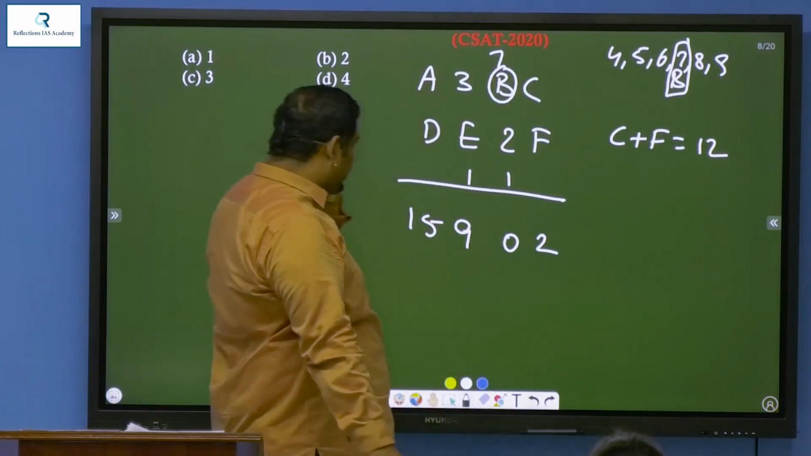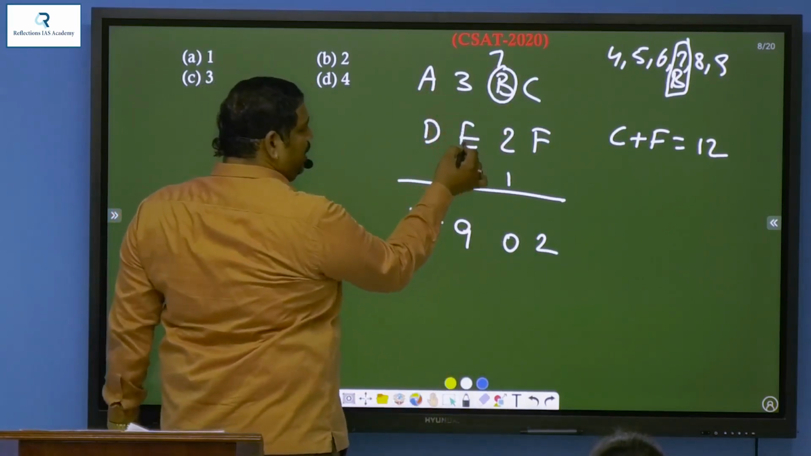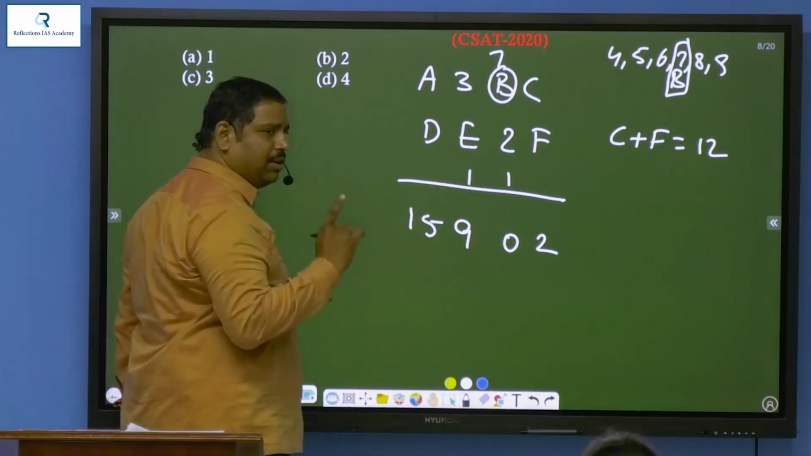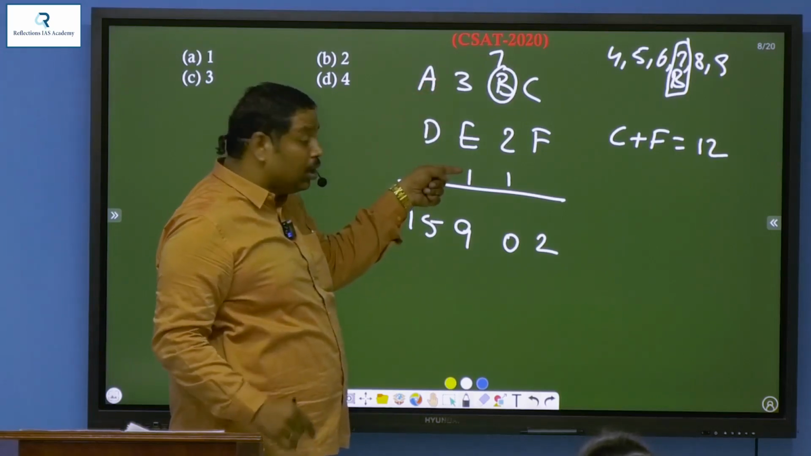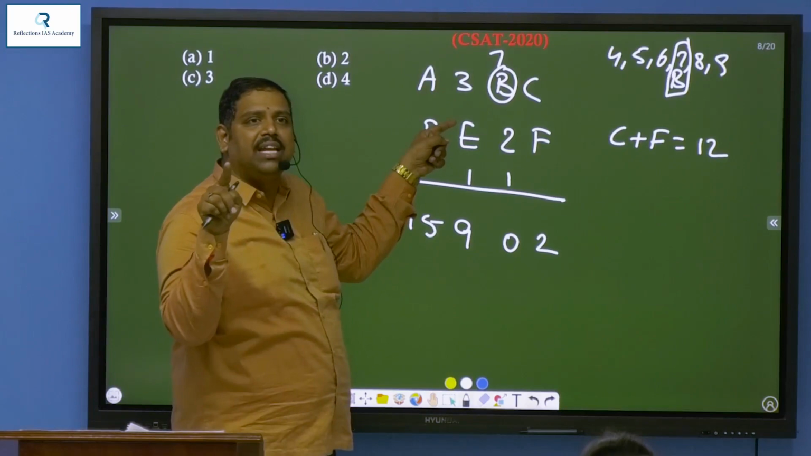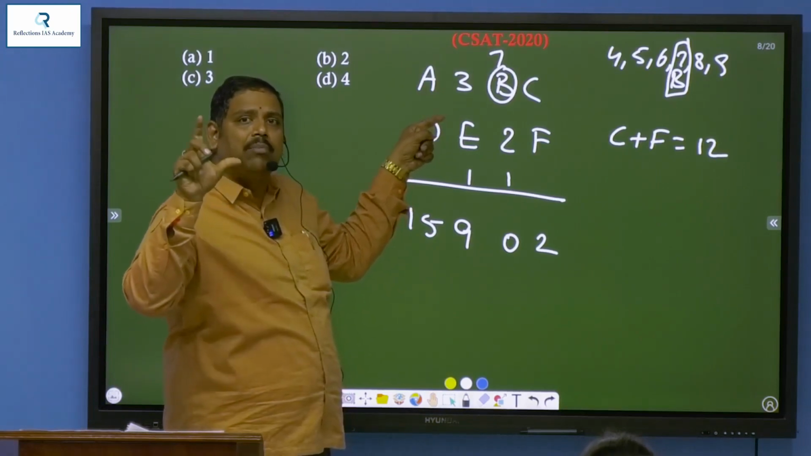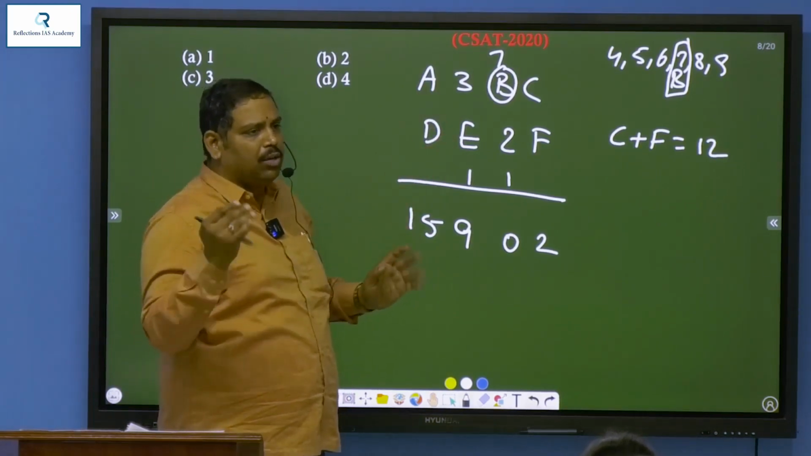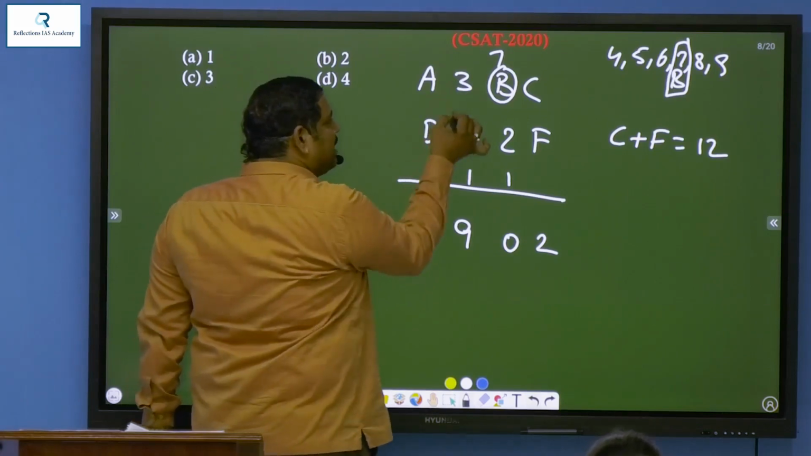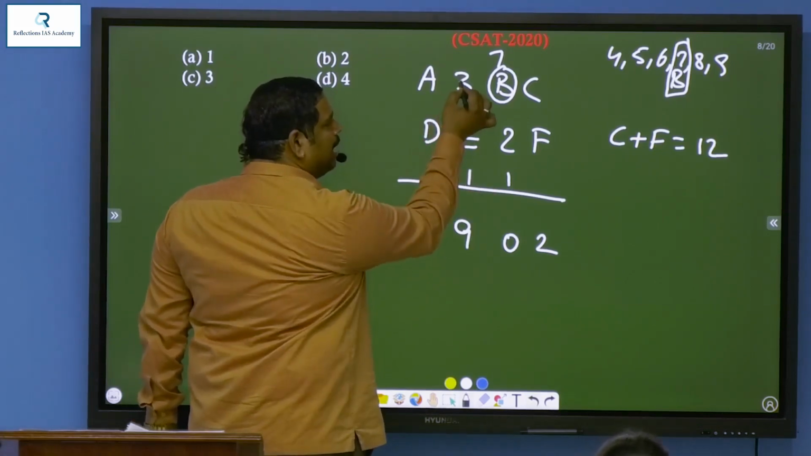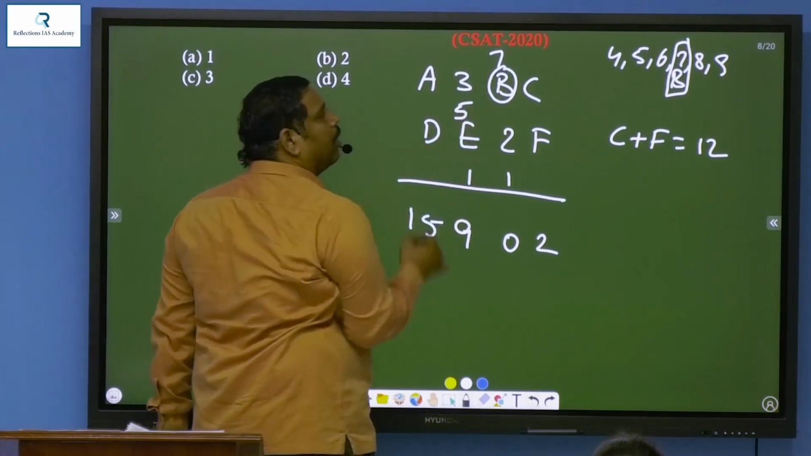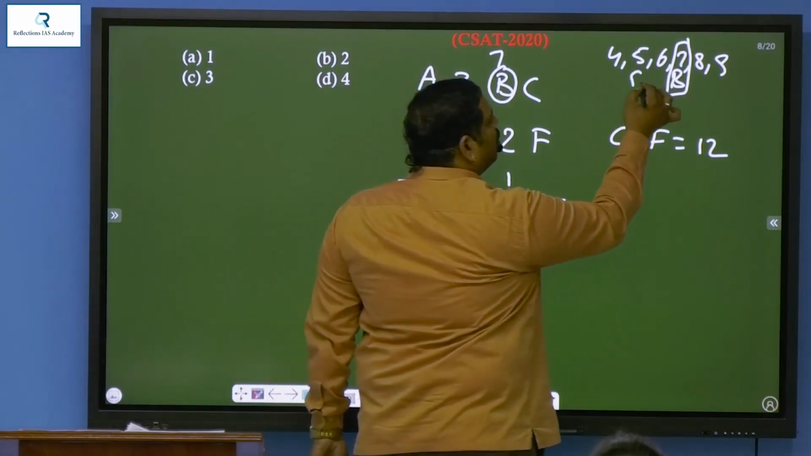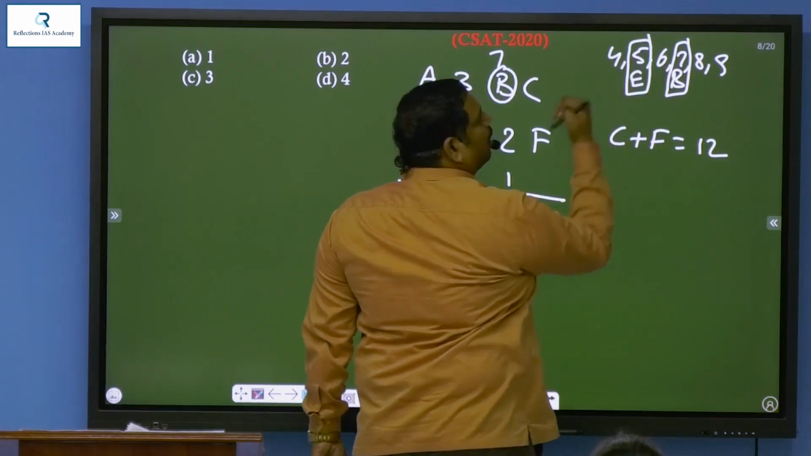Okay, good. Now 3 plus E plus 1 should be how much? Actually either 9 or 19. But 3 plus 1 is 4. To get 19, E should be 15. Is 15 a digit or a number? So it is not possible. So 3 plus E plus 1 should be 9. 3 plus 1 is 4, so to get 9, E should be how much? 5. Okay, E value is engaged to 5. Keep it aside.